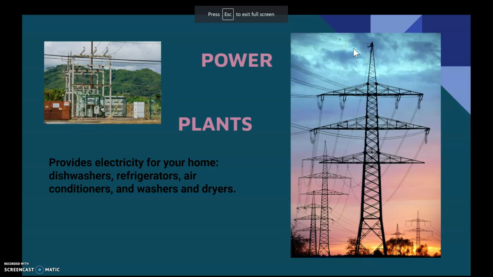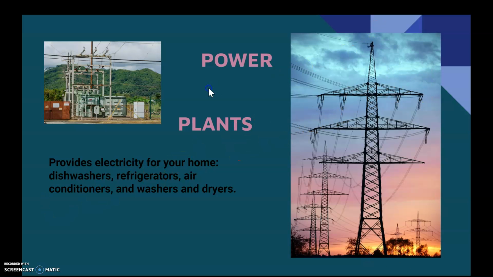Hi everyone. Let's take a moment to review what we've been learning in our science lessons. First of all, we've learned about power plants, and power plants provide electricity for our homes. Things like dishwashers, refrigerators, air conditioners, washers, and dryers.